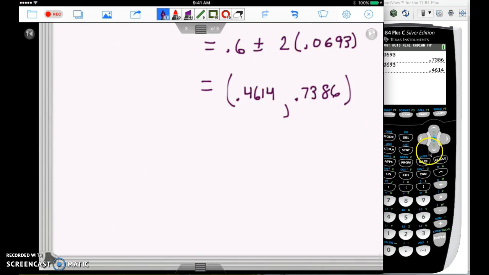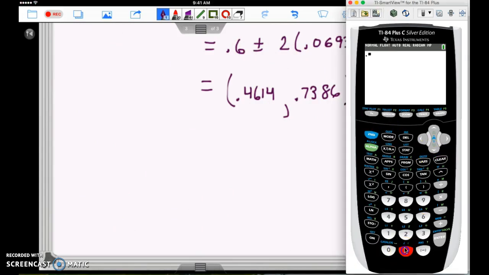When you pick up your calculator and you actually type this in, we're looking at 0.6 plus 2 times the standard error, 0.0693. And you can see that's where we get the upper limit. And we can go ahead and change that to a subtraction sign. And you can see where we get our lower limit.